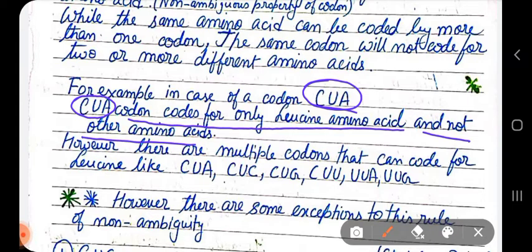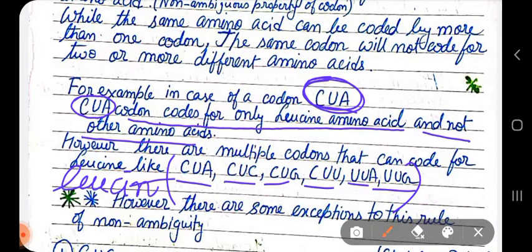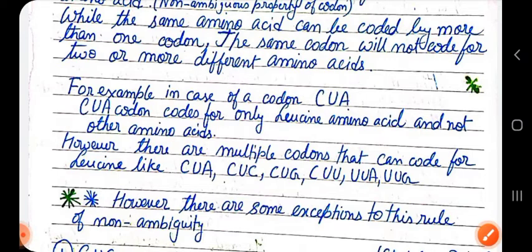But there is more than one codon that can code for leucine, like CUA, CUC, CUG, CUU, UUA, UUG. All of these codons code for the amino acid leucine, but each of these codons codes for leucine only, no other amino acid. So that is the non-ambiguous rule of codons. Codons are always non-ambiguous.